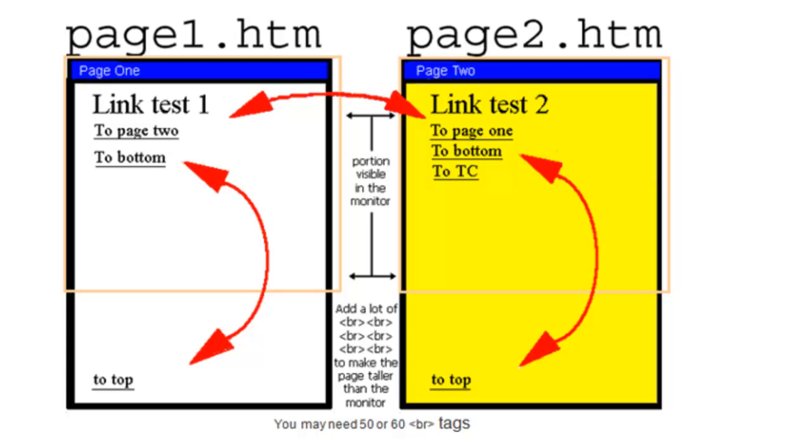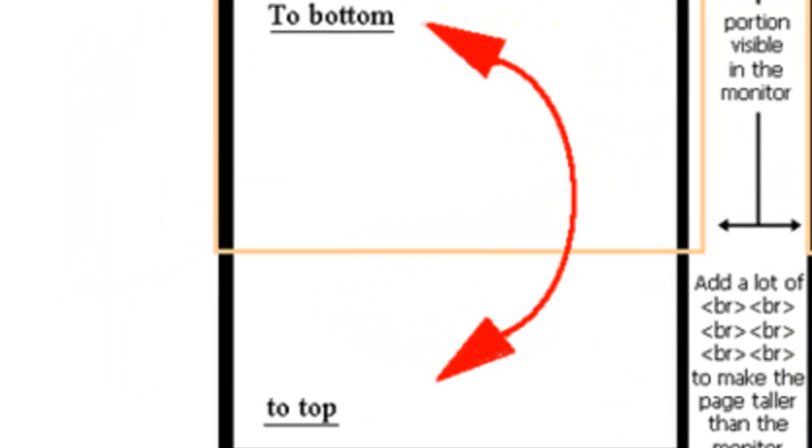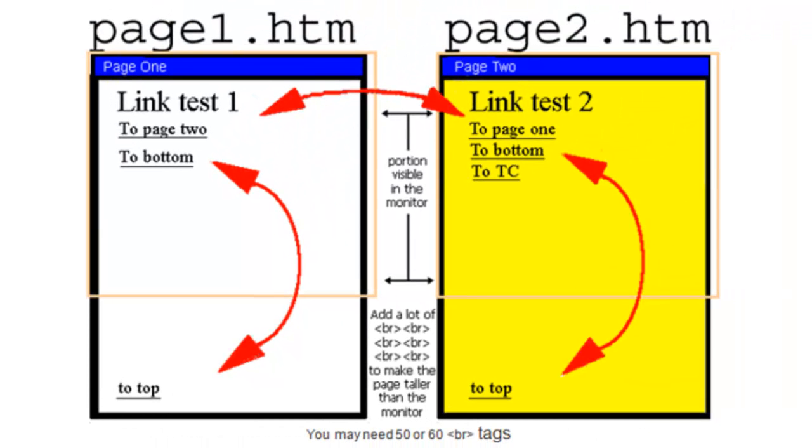We're going to have a link from page 1 to page 2 and vice versa. Our page will be tall, so it will not fit in the screen. So we'll have a link from the bottom of the page to the top and from the top of the page to the bottom. On page 2, you'll notice that our background color is now yellow. And we're adding an additional link, an internet link to Temple College.